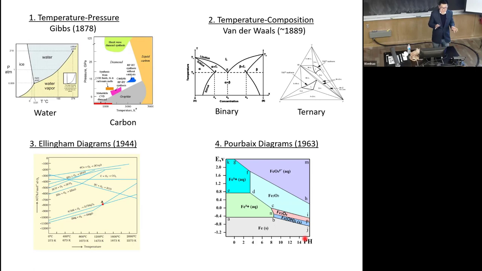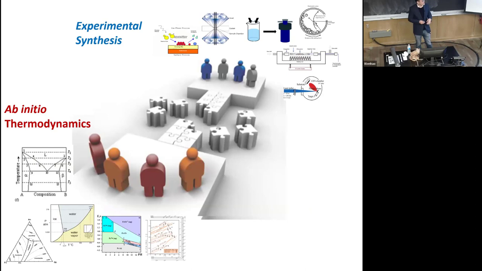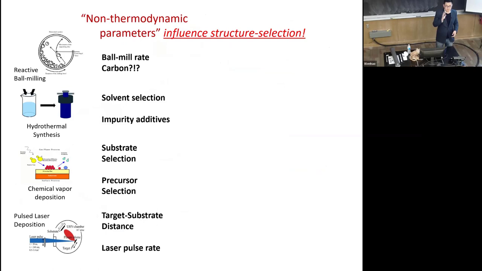And I think that when I look at this and think about why there is this kind of skepticism about the thermodynamic phase diagram, it is because anecdotally, we know that there are many control parameters that are available during experiment that affect structure selection and polymorphism and phase purity that do not seem to map very cleanly onto the existing phase diagrams, right? So for example, there's a lot of anecdotal evidence where if you change the ball milling rate or the carbon ratio of ball milling, then that changes what phases you get. Or if I have hydrothermal synthesis, then solvent selection makes a big difference in what phases form.